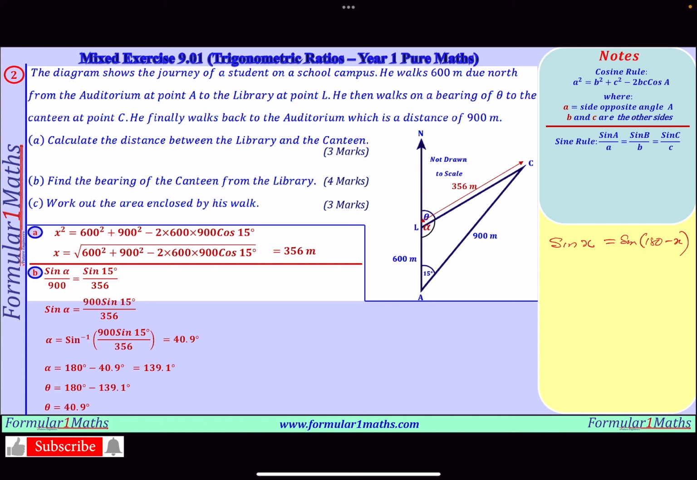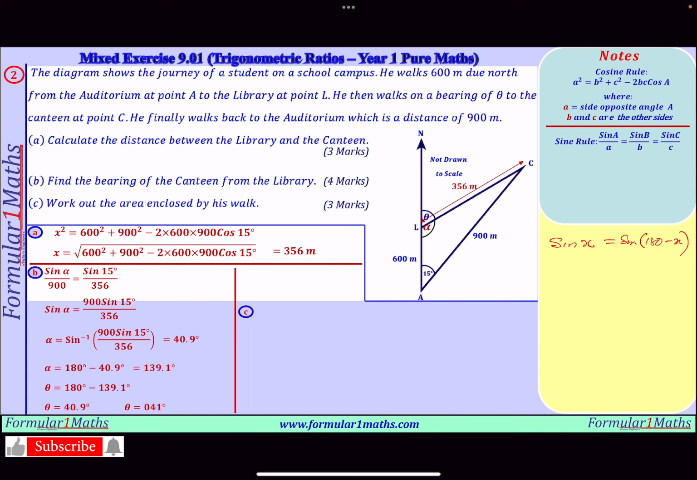But you don't write bearings with decimal points in them, and also you write bearings as 3 digits. And so the bearing we are looking for is 041 degrees. And that's the answer for B.